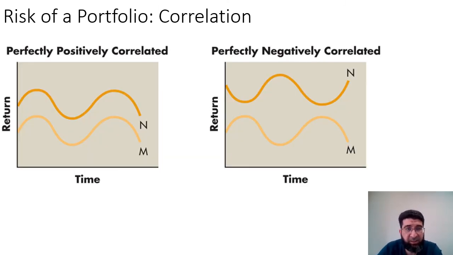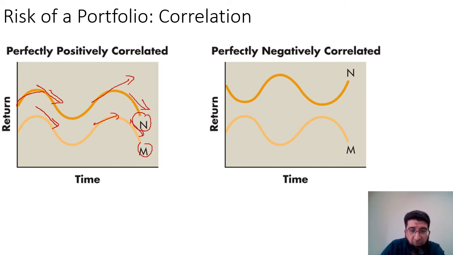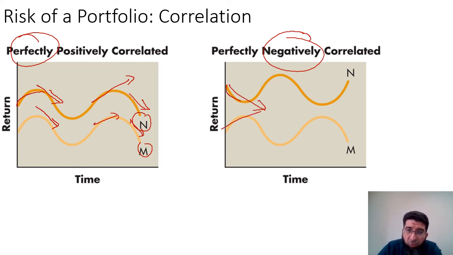This is how it is depicted. So positively correlated for stocks N and M, they are moving in the same direction. If this goes down, M also goes down, this goes up, and so on and so forth. So they are very, very highly correlated. This is an example of perfect correlation, and perfect negative correlation is given here where they are opposite. If N goes down, M goes up. If N goes up, M goes down. So they are almost oppositely moving at every point in time. This is the example of perfectly negative correlation.